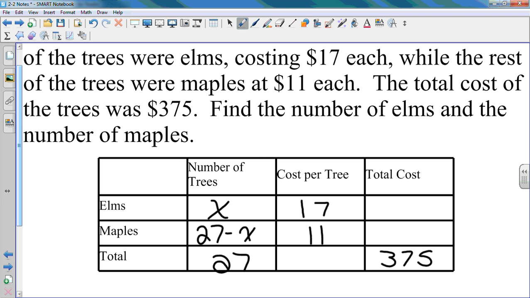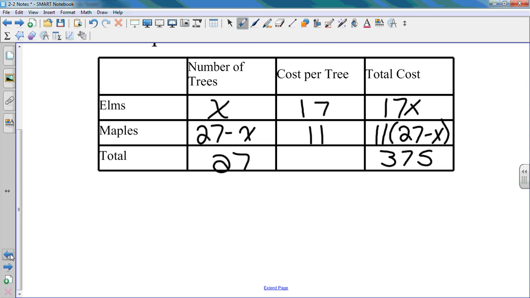Okay, when I make my equation, how do I find the total cost of the elm trees? How would I find it? 17 times X, and the total cost of the maple trees is 11 times 27 minus X. The number times how much they cost. Now I need to write an equation. Anybody want to give it a shot?